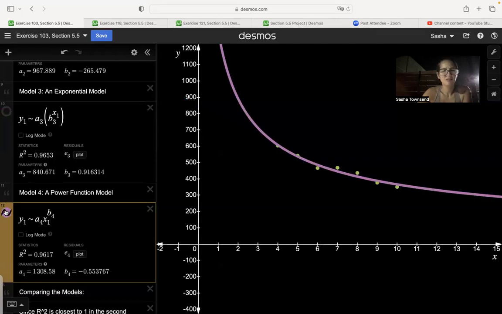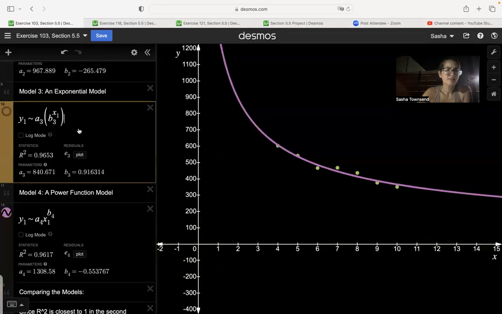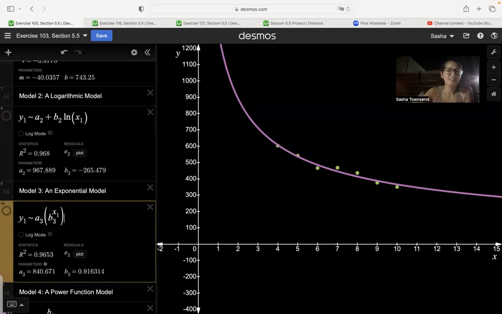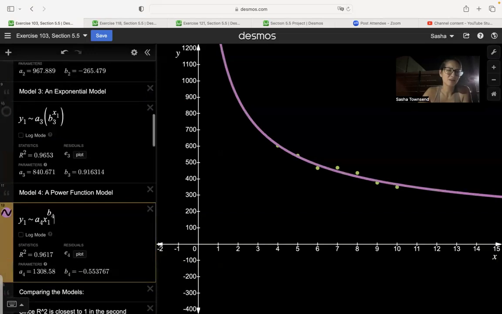Actually looks a lot like the logarithmic model. And then the r squared is 0.9617. Which is still good, but it's not as close to 1 as model number 2. So model number 2 has the r squared that's closest to 1. And I think my understanding is that means that's the best one.